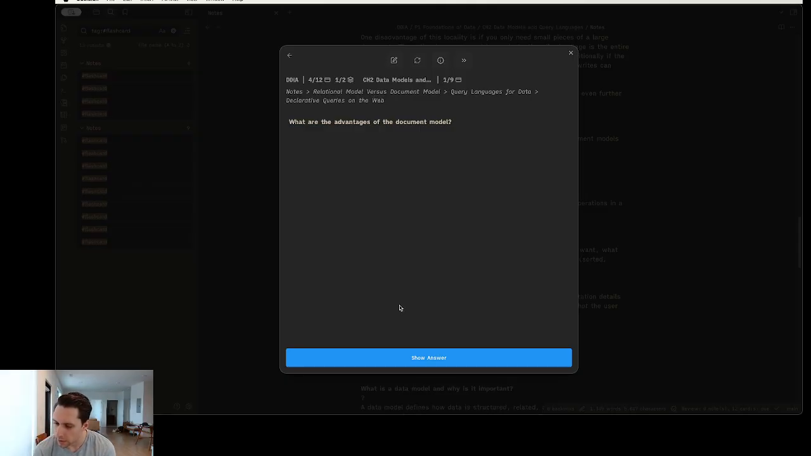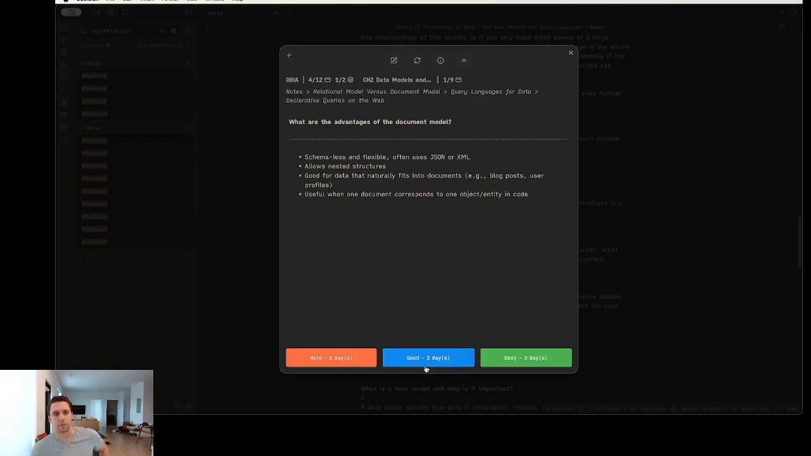Locality, although increasingly not an advantage, really. Hierarchical structures, if that's helpful. Fast updates. No, slow updates. I can't remember. It's schemaless and flexible, often uses JSON or XML, allows nested structures, good for data that naturally fits into documents, and useful when one document corresponds to one object or entity in the code.